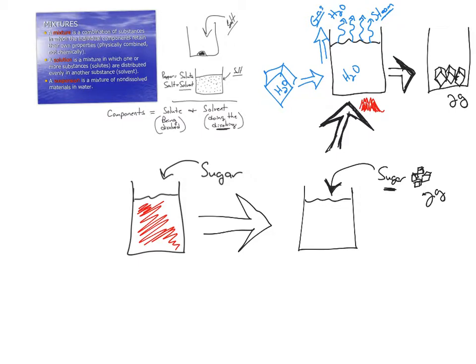It just disappeared. It got separated very finely in this very fine separation in the system. So when we added the sugar to the water, it got broken up into such tiny little parts. It got separated from each other. The little sugar molecules got separated from each other, and they disappeared. So we call that dissolving.